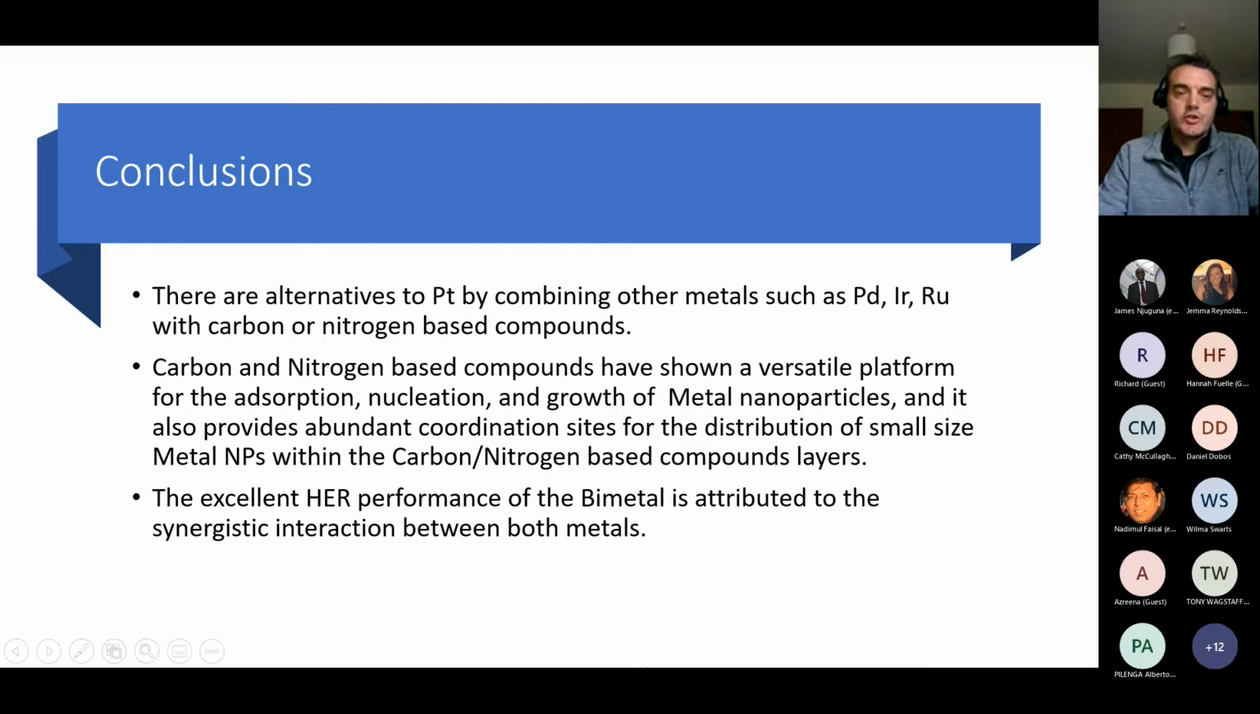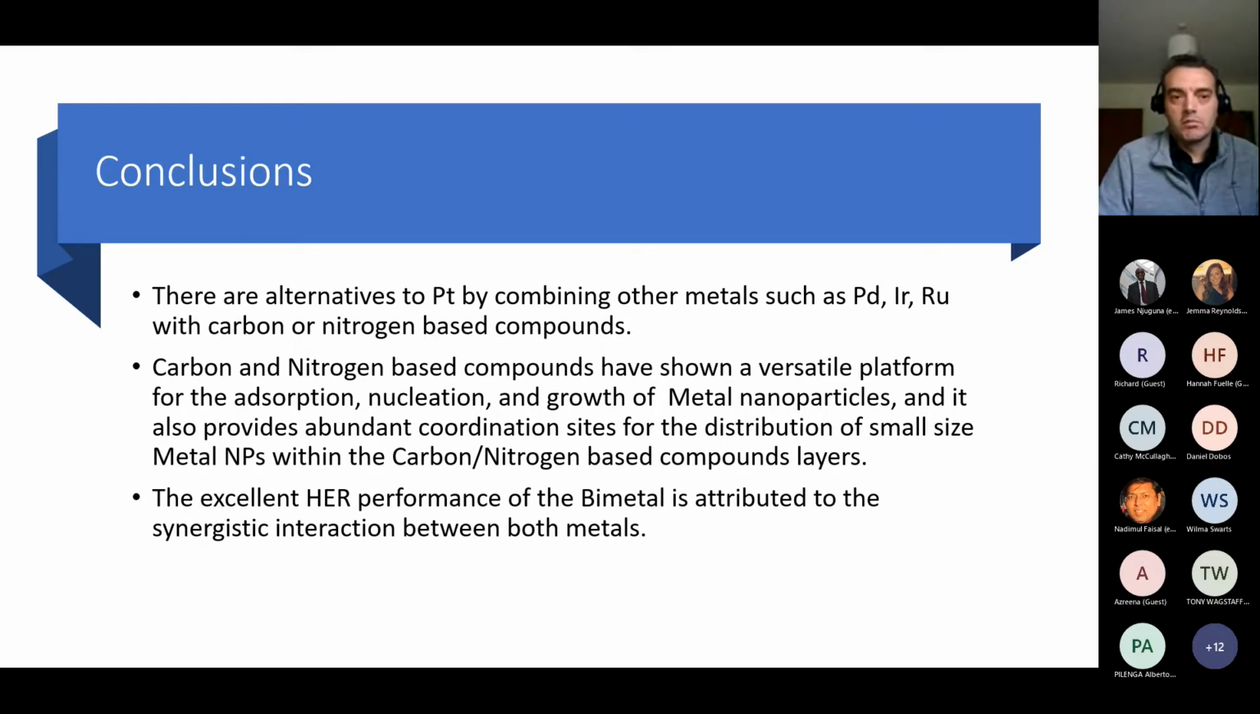So some of the conclusions, as you can see, there are alternatives. We have looked at alternatives to platinum by combining other metals. We have seen, for example, palladium, iridium, ruthenium with carbon or nitrogen-based compounds. We have seen mesoporous carbons. We have been looking at graphene, graphene oxide, reduced graphene oxide. So that particular combination has made a better electrocatalyst.